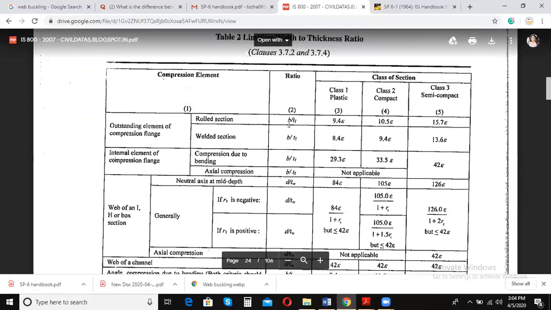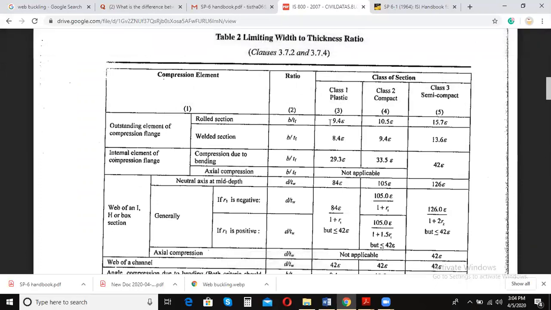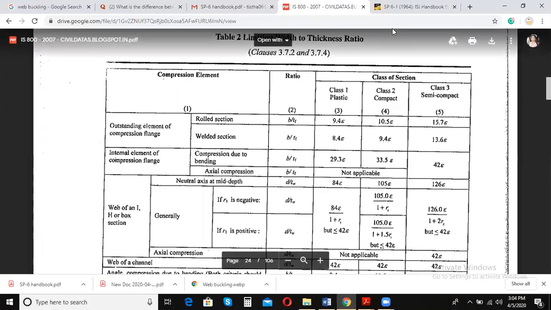So 6.3 is less than 9.4 epsilon, right? So our section is undoubtedly plastic. Now, if the value is coming out to be greater than 9.4, suppose the value of B by TF is coming out to be 9.6. So what section will it be?